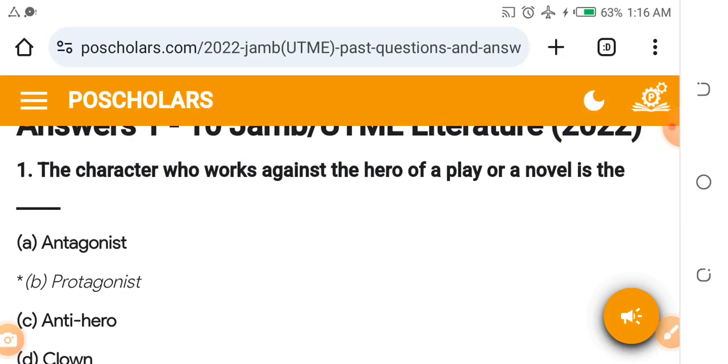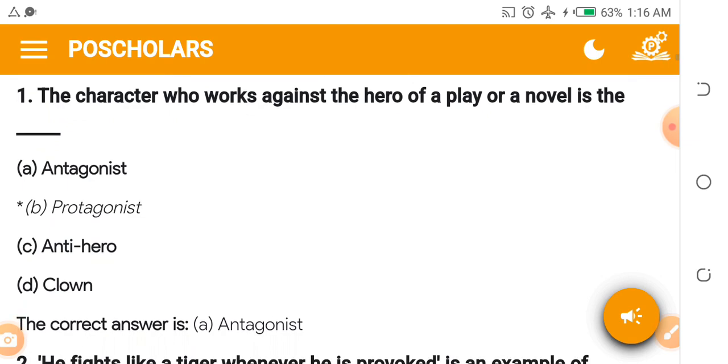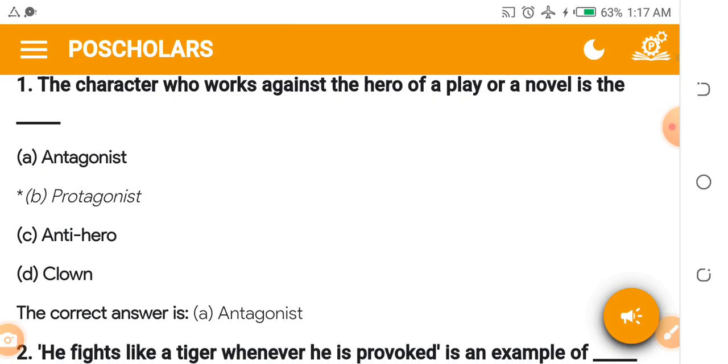Number 1. A character who works against the hero of a play or a novel is the dash. A. Antagonist. B. Protagonist. C. Anti-hero. D. Clown. A character who works against or who is the enemy of the hero. Hero is the main character. A character who works against the hero of a play is called an antagonist.